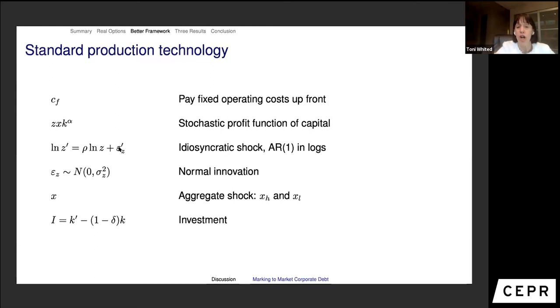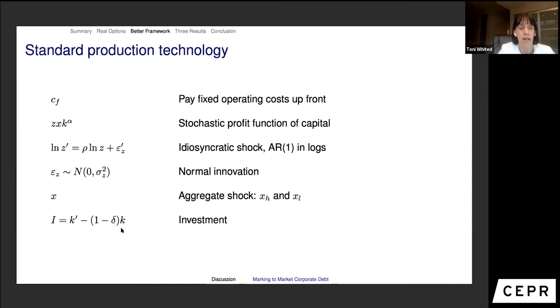Let's make the aggregate shock simple. We'll just do high and low. That's easy to fix. I was just going off of code on my hard drive, and that's what I had code for, so that's what I did. So just simple high and low. And then investment is tomorrow's capital stock minus the depreciated value of today's capital stock, where delta is the depreciation rate.